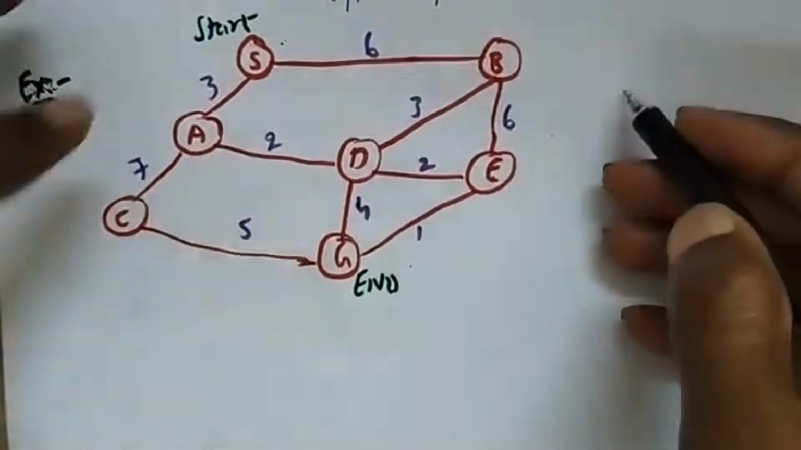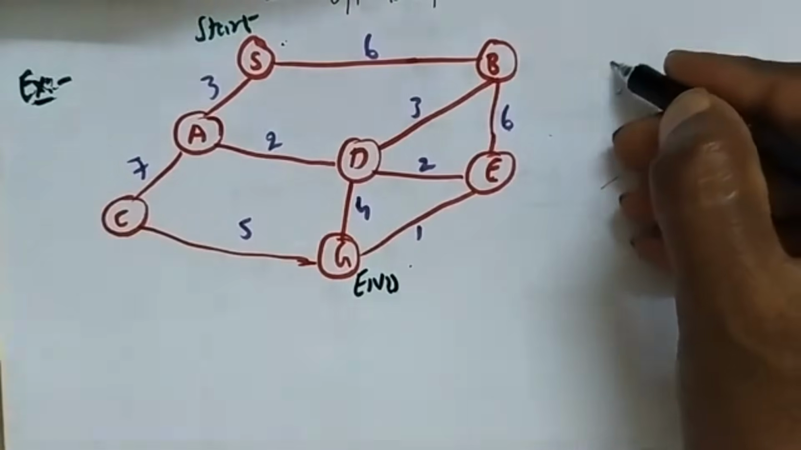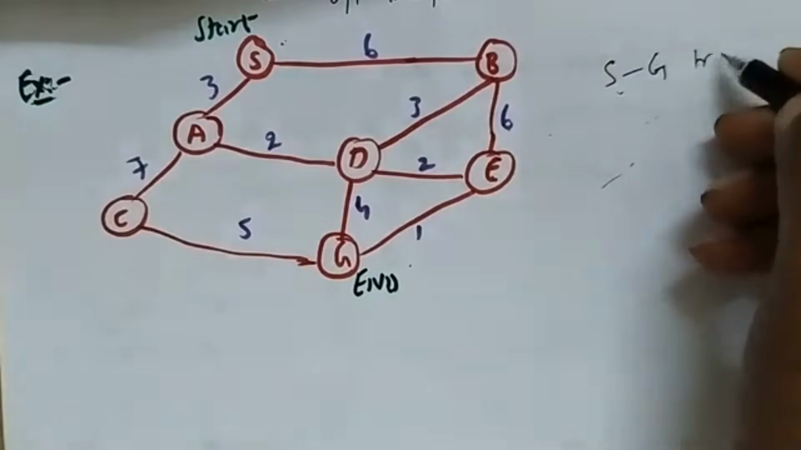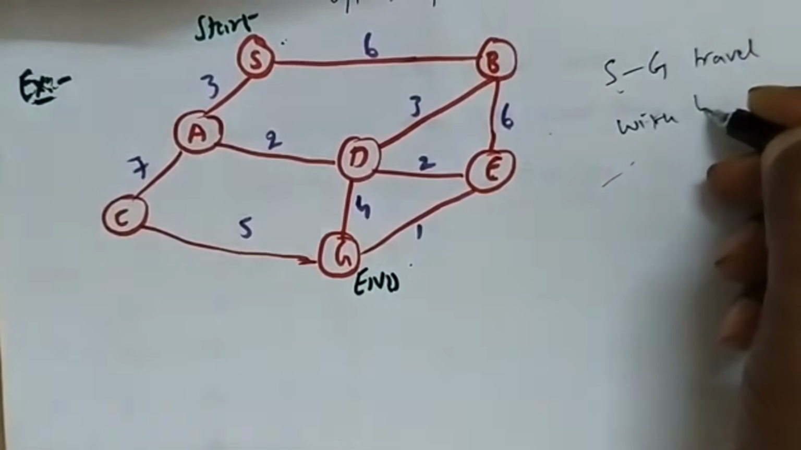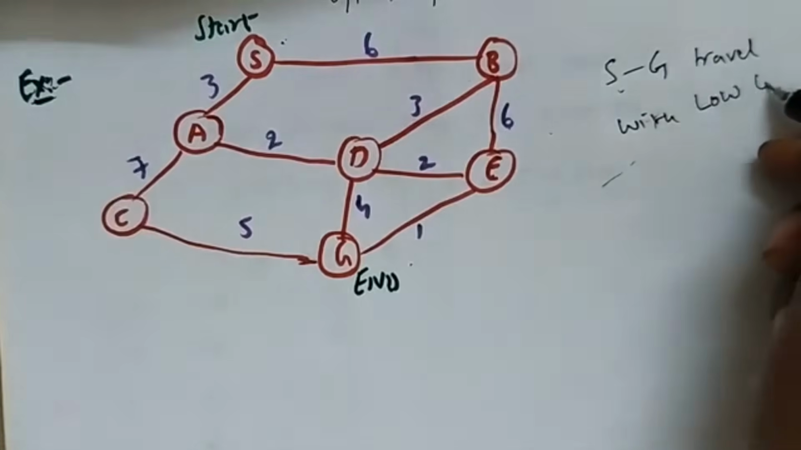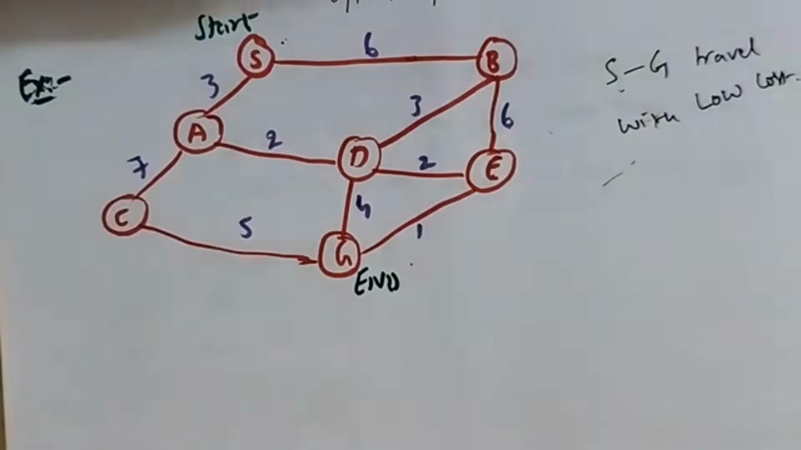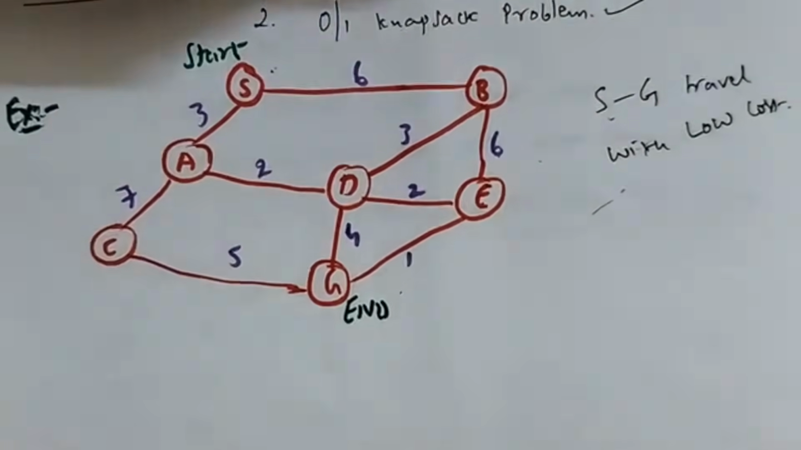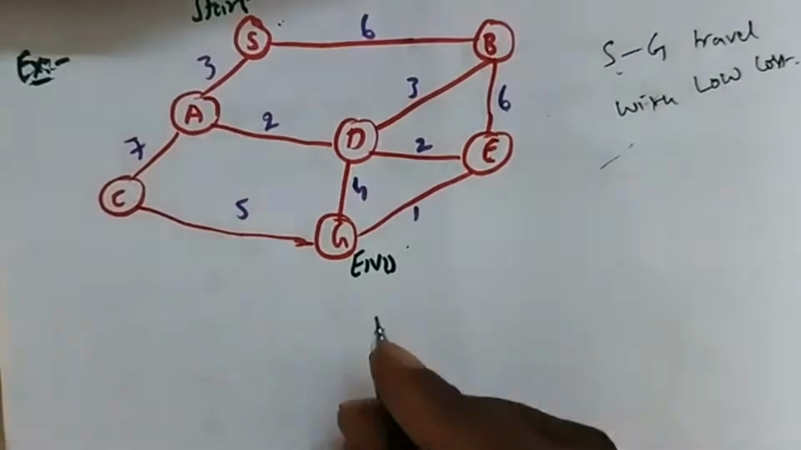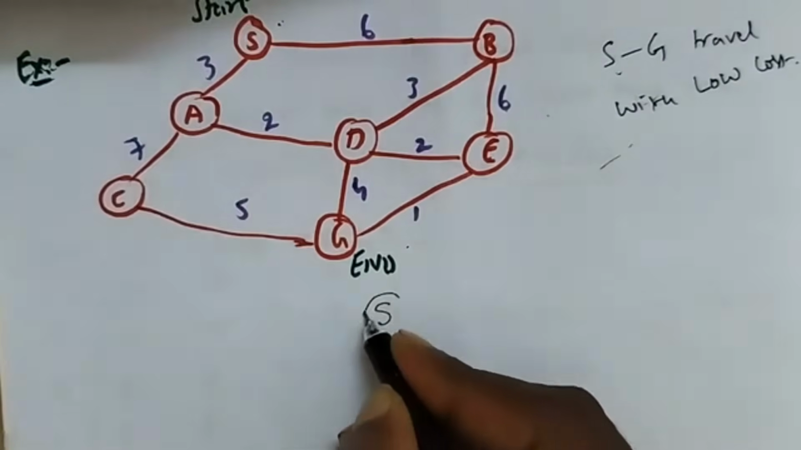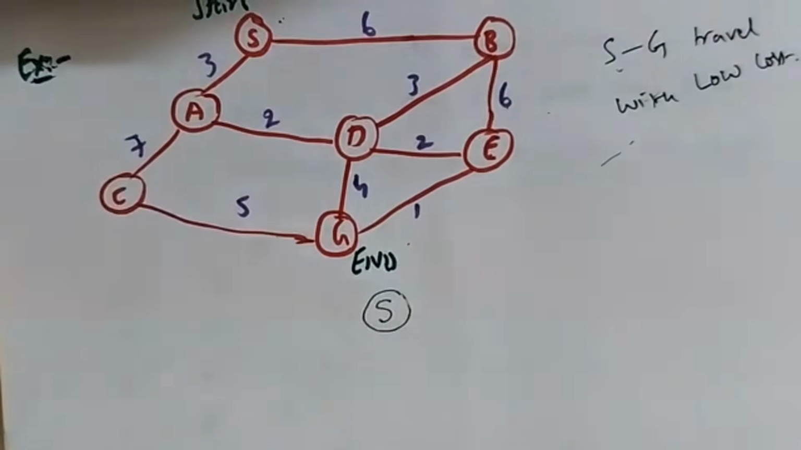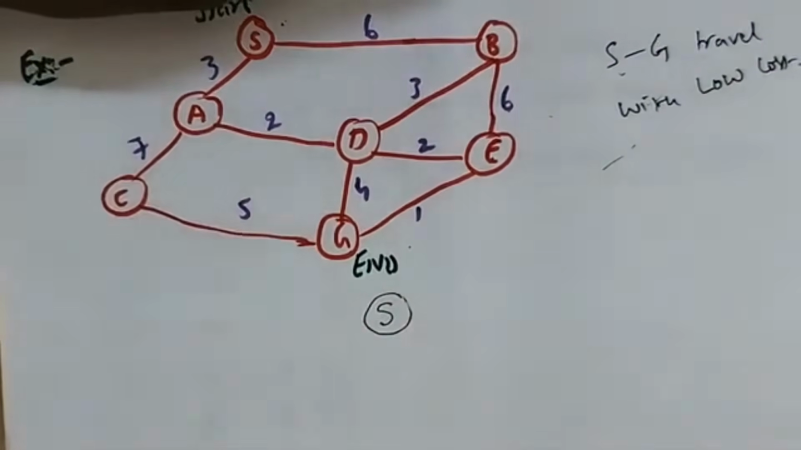Here we have to travel from S to G with less cost, or low cost. How is this possible? By using branch and bound. First we have to draw the state space diagram. Here it is the S.